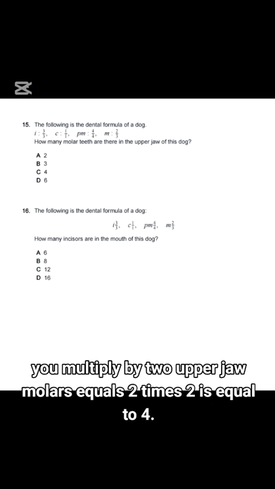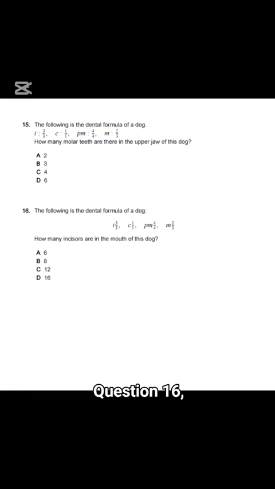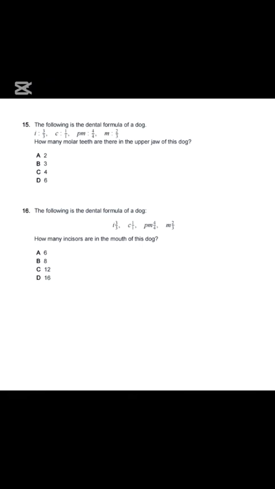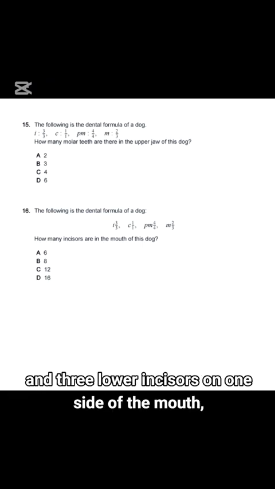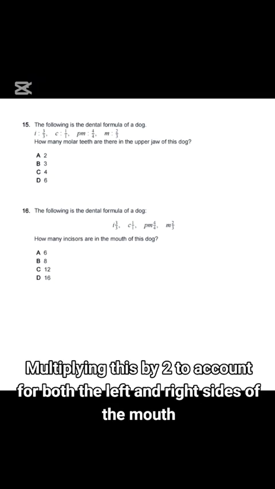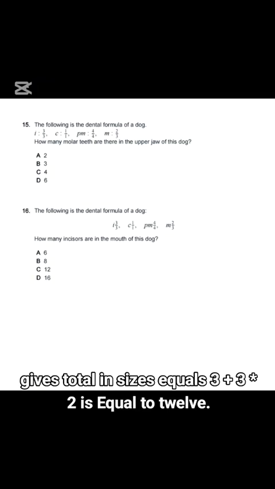Upper jaw molars equals 2 times 2 is equal to 4. Question 16. Answer: C. 12. Explanation: the formula notes I 3/3. This means there are 3 upper incisors and 3 lower incisors on one side of the mouth, a total of 6 on one half. Multiplying this by 2 to account for both the left and right sides of the mouth gives: total incisors equals (3 plus 3) times 2, which is equal to 12.